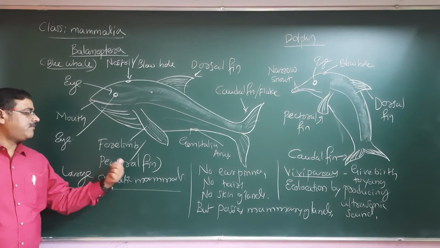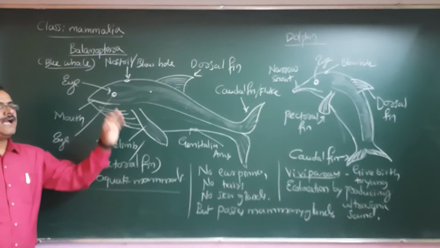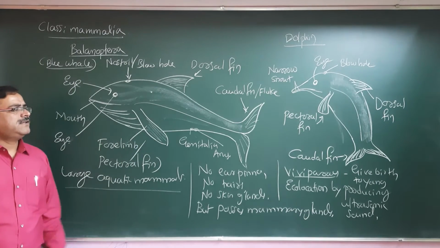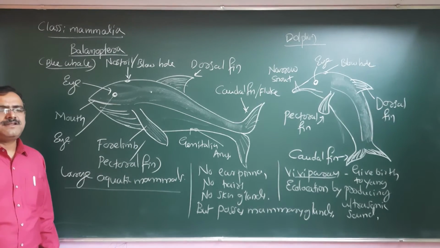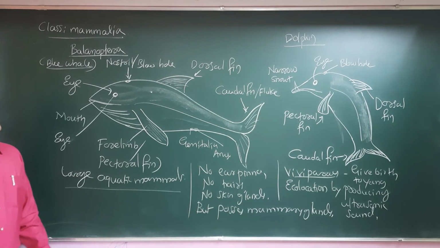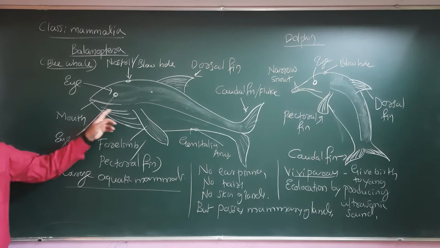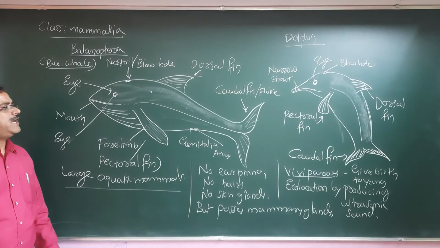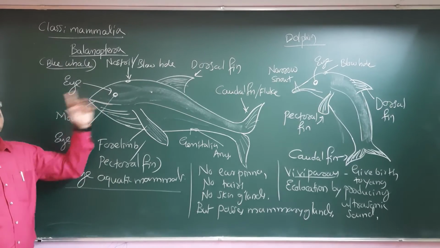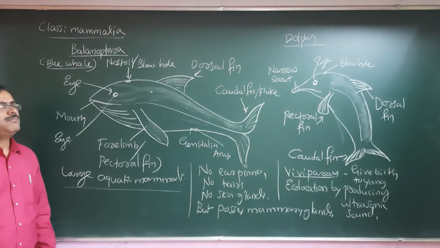Their forelimbs are modified into pectoral fins. Hind limbs are totally degenerated, and in the tail we find the caudal fin, which has a branched structure, also called the fluke. And they have the dorsal fin that helps in changing direction or moving properly, and a single nostril, the blowhole.